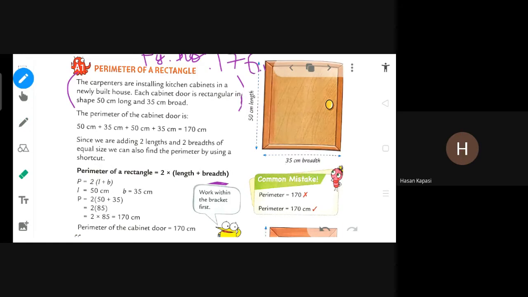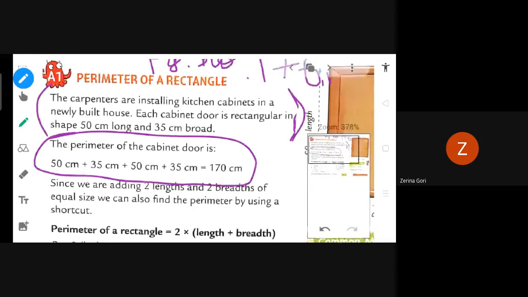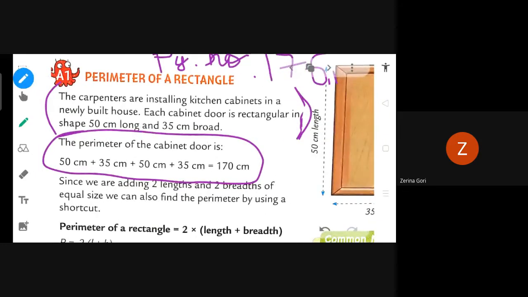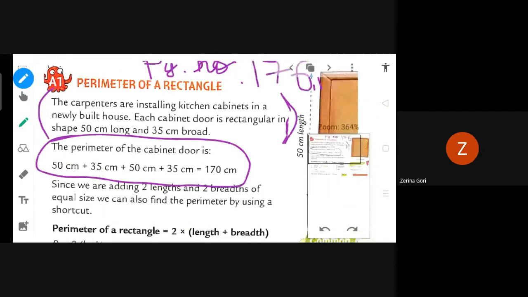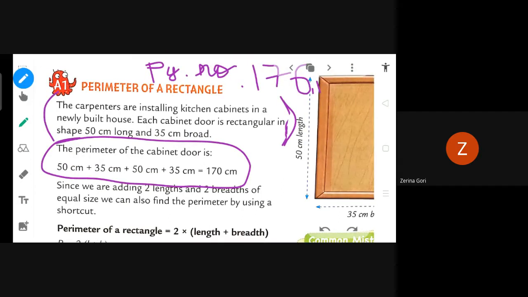So any rectangular shape in our house, door, window, anything, has two things: length and breadth. Now this is the normal perimeter, where we find it by addition of all sides. This one is without formula, where we have to add all the sides. Now they will show us the shortcut.